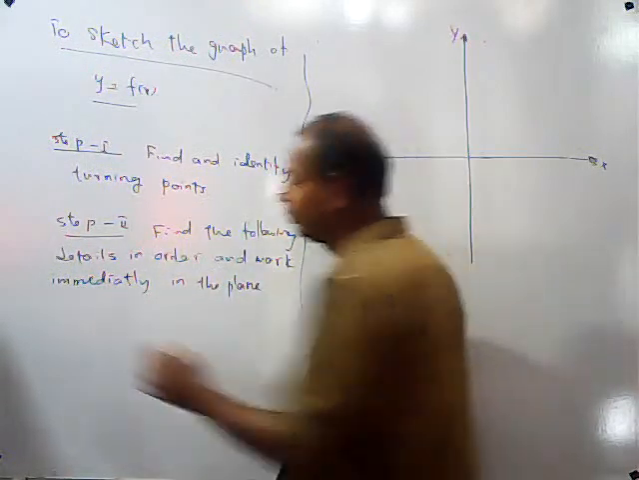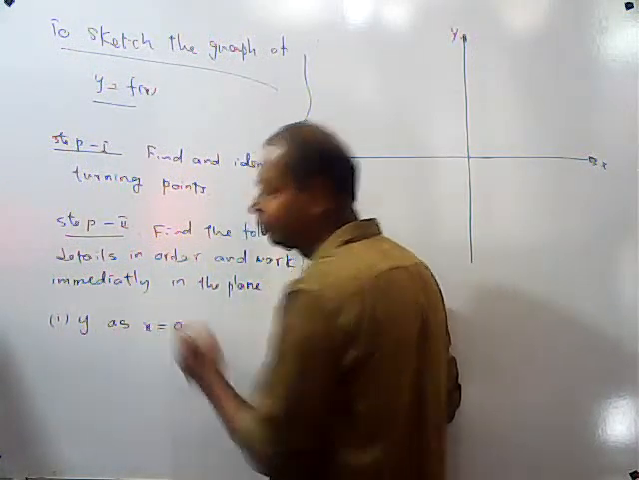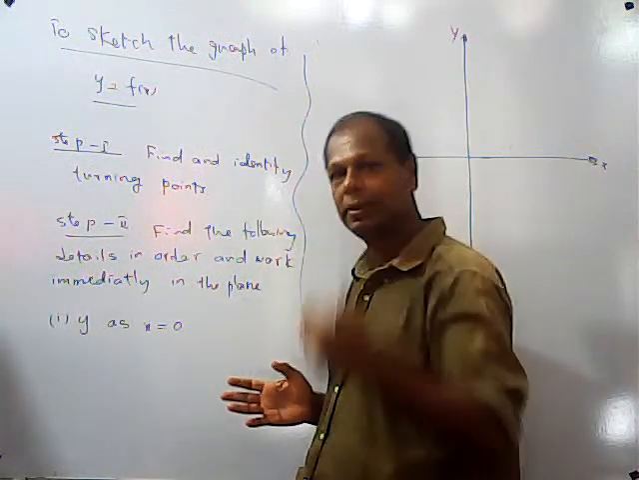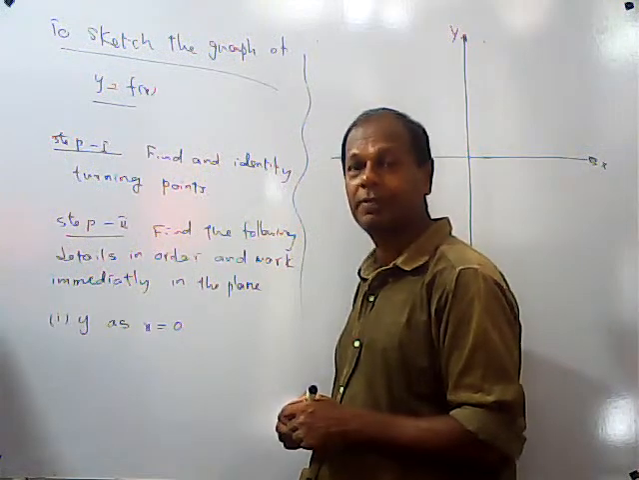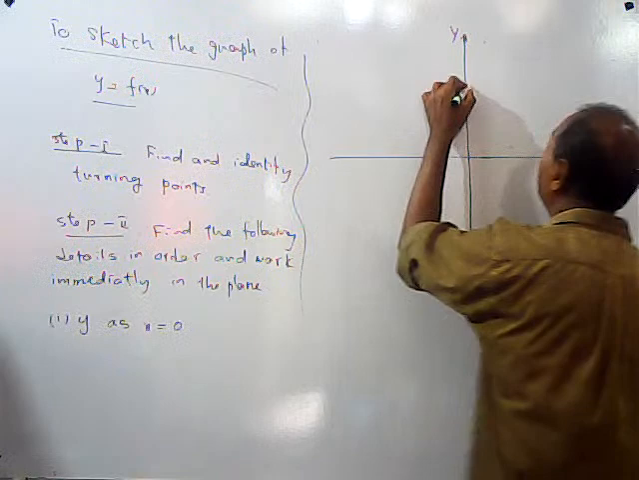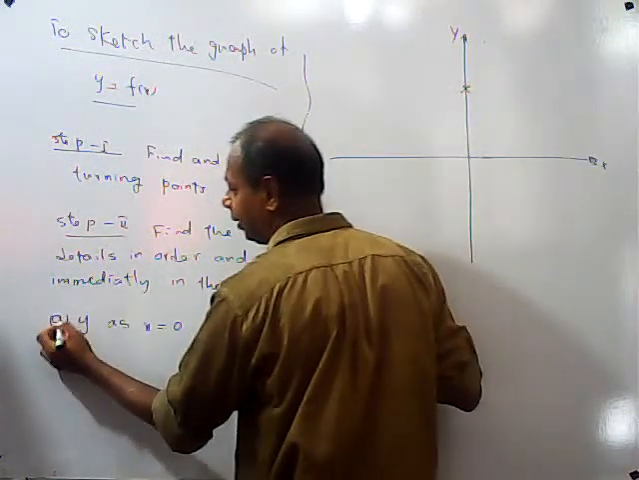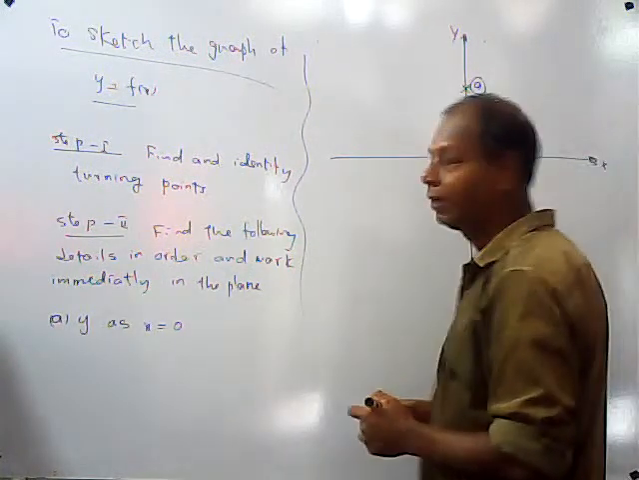What are the details that we need? First, y as x equals 0. Put x equals 0 and find the y value. In other words, you are marking the y-intercept, where the curve meets the y-axis. This is the first one.